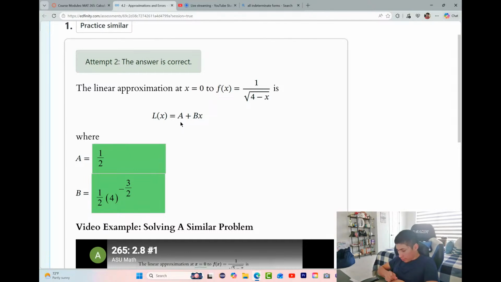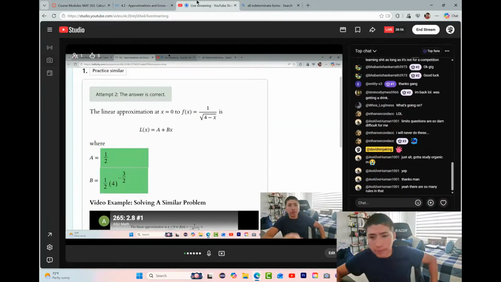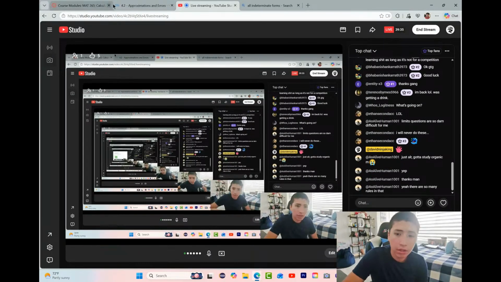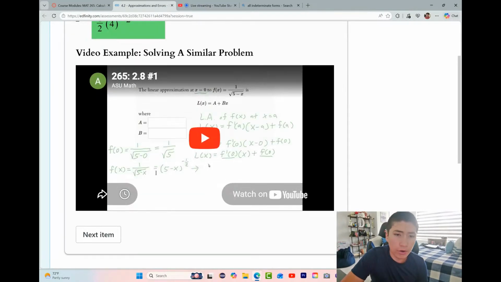The tangent line through the point (a, f of a) has slope f prime of a. This gives us the point-slope form: y minus y1 equals m times (x minus x1), which is y minus f of a equals f prime of a times (x minus a), or y equals f of a plus f prime of a times (x minus a). Cool. I think we are understanding well.